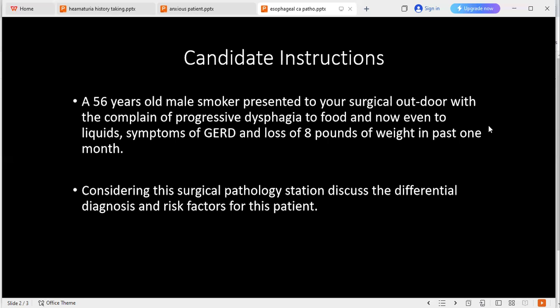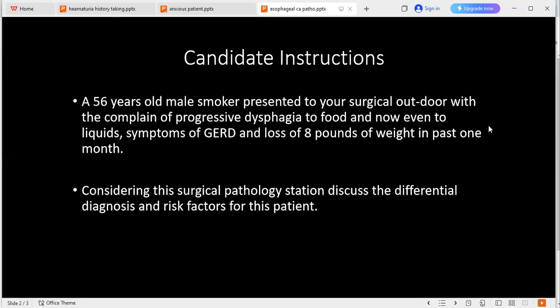What investigations would you ask for to confirm your diagnosis? Upper GI endoscopy plus biopsy. What risk factors in the patient's history can you think of which will support your diagnosis? This patient is a smoker, and also he has a history of gastroesophageal reflux disease.